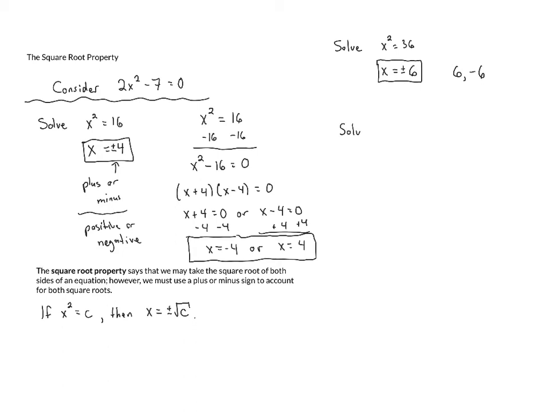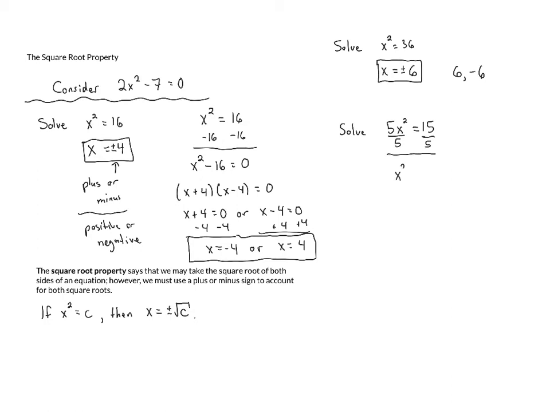Let's solve 5x squared equals 15. Now, we're not going to want to do this exactly the same way as the last one, by just taking the square roots of both sides. And the reason is the left-hand side isn't a perfect square. x squared is, but 5x squared isn't. So we want to make sure that we have a perfect square before we use the square root property. And the way to do that simply is to divide by 5.